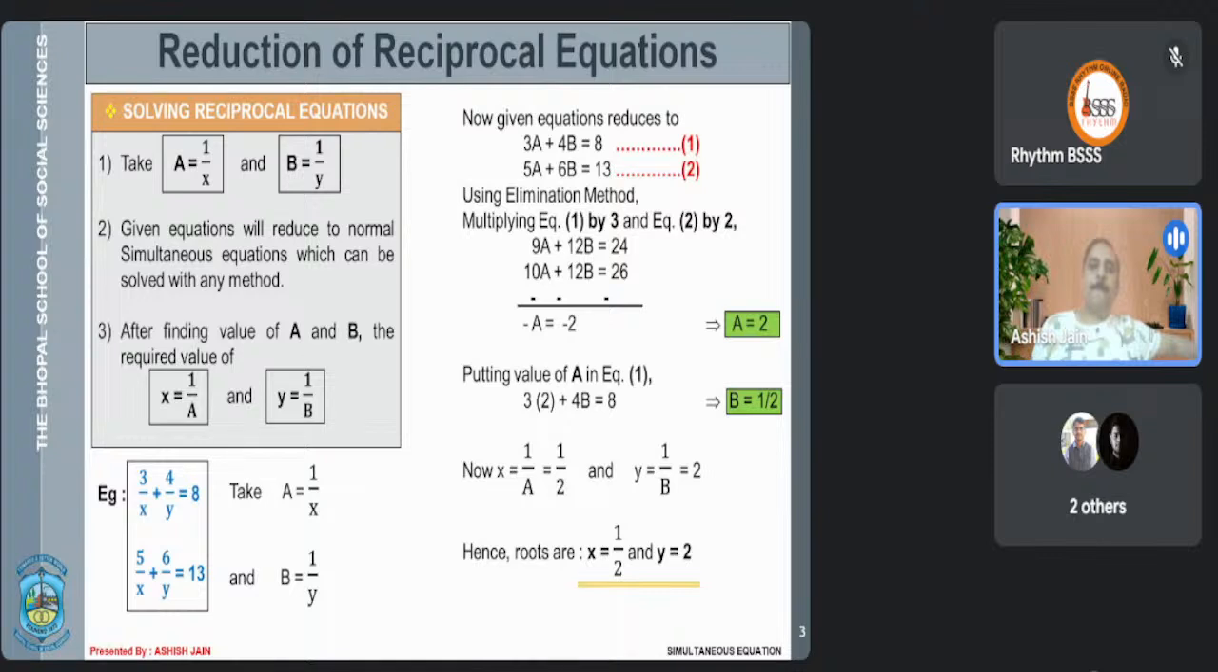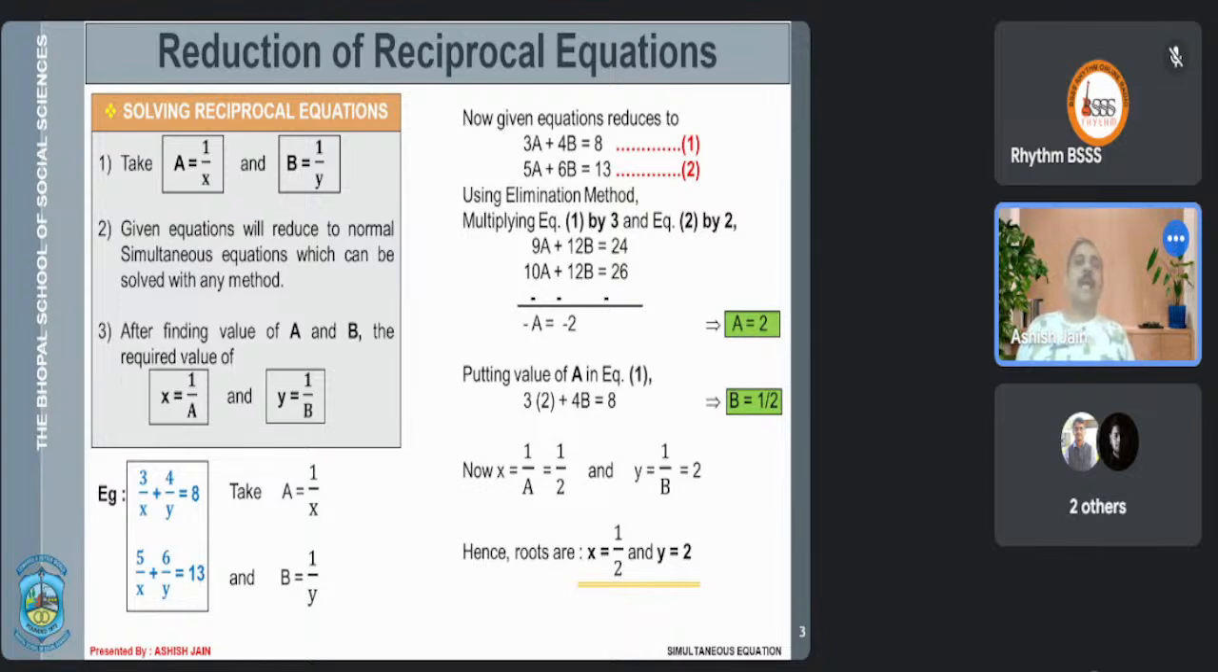हम इसमें करते क्या है, फिर से बता रहा हूं. Here the unknown variables are in denominator, not in the numerator. So we substitute, let capital A is equal to 1 upon x, let capital B is equal to 1 upon y. Then our given equation reduces to this form. Clear? Now you have to use elimination method.